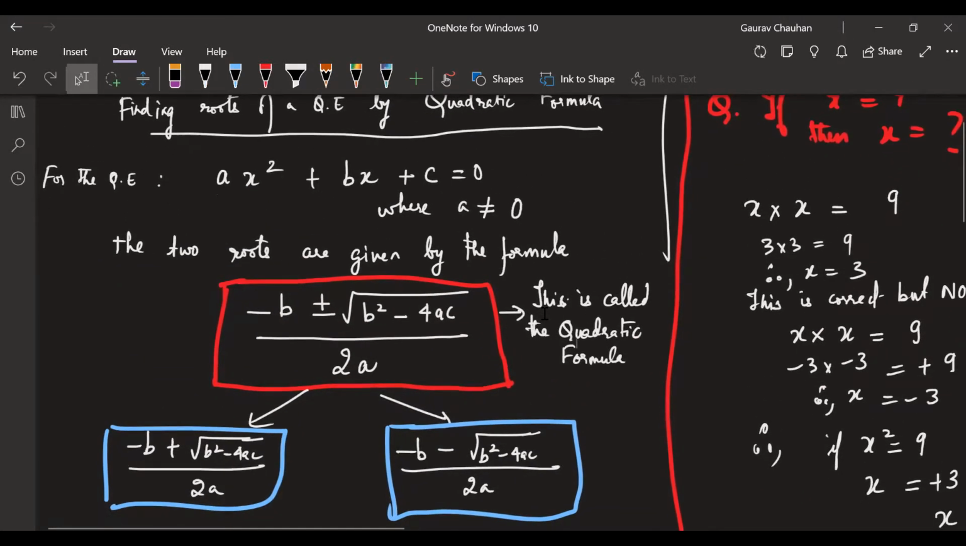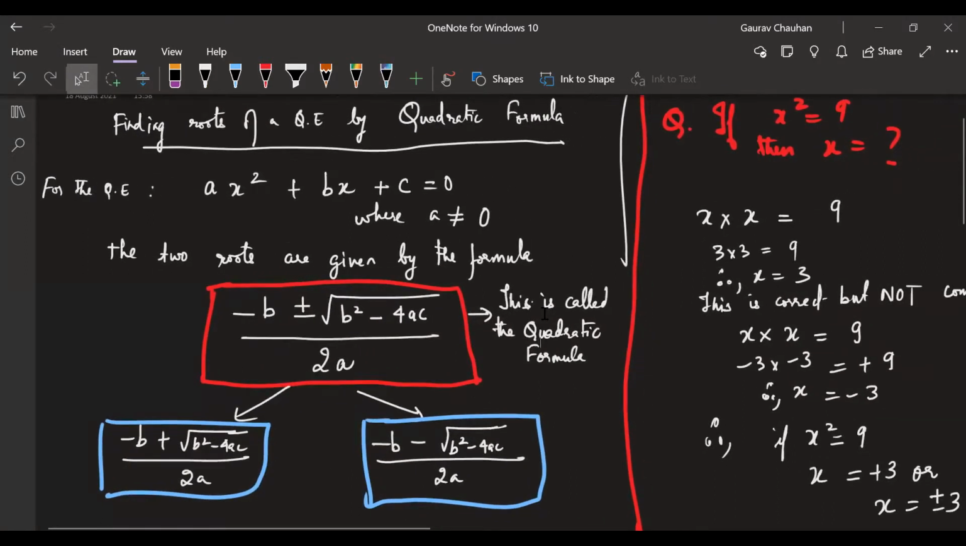Obviously, this formula has a derivation. The derivation uses the completing the square method, so we are not getting into it. We may get into it later if we have the time, and if the government says you have to, or the board says we have to get into it right now.